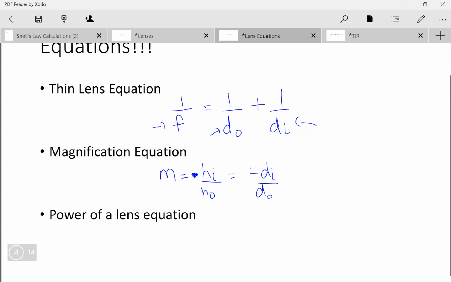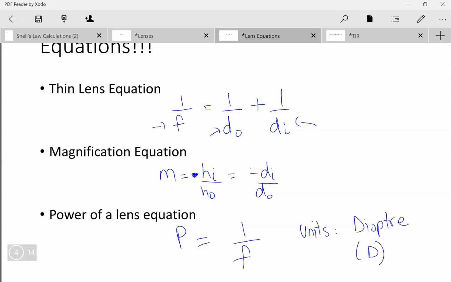The last equation that we'll be learning is something to calculate the power of the lens. So P for power equals 1 over focal length. The units of power are diopter, or you can just write D. And whenever you get a prescription for your lenses, your power is often written in units of diopter. So you'll have like -2 D, or -1.5, or positive 1.25 D. And this diopter really tells you what your power is. And you calculate that by doing 1 over the focal length in meters.